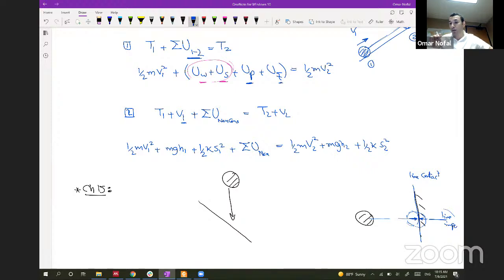And what I totally recommend is that before you start any problem that has a collision, you should determine which surface is the line of contact and which is the line of impact. And then after you determine this, you decide which equations you will use.